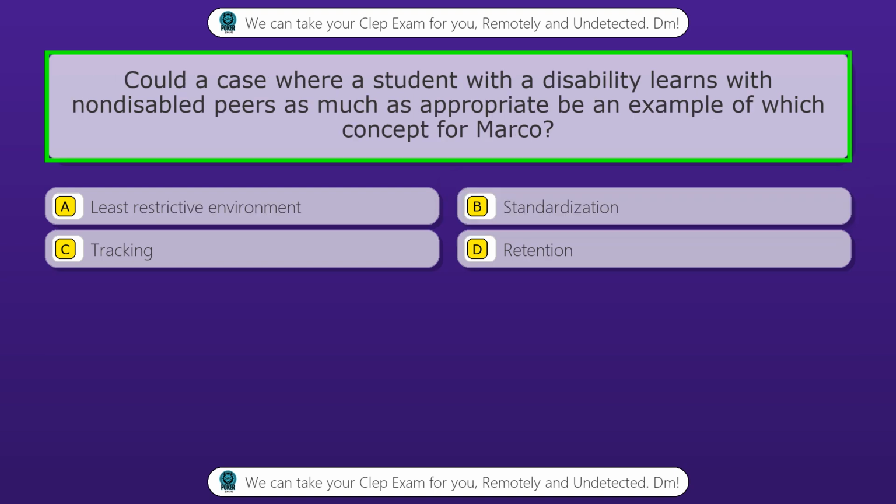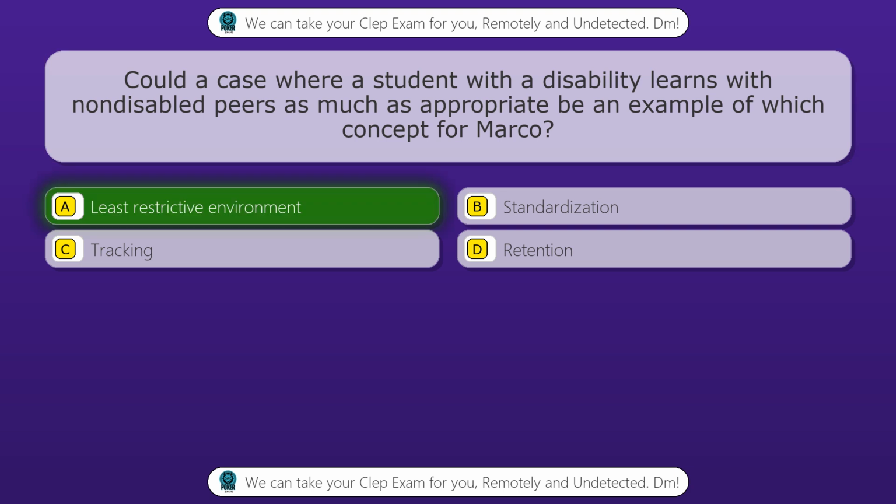Question 63. Could a case where a student with a disability learns with non-disabled peers as much as appropriate be an example of which concept for Marco? Option A, least restrictive environment. Option B, standardization. Option C, tracking. Option D, retention. The correct answer is option A, least restrictive environment.